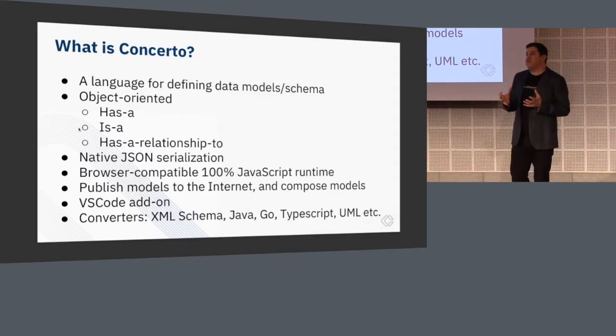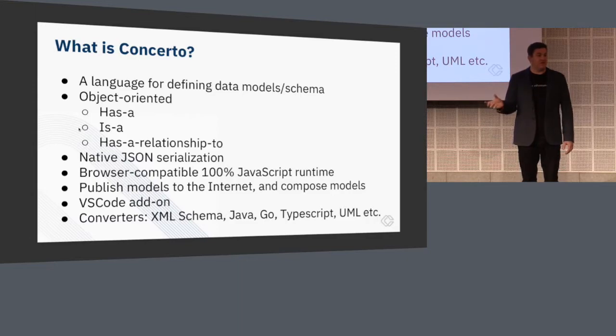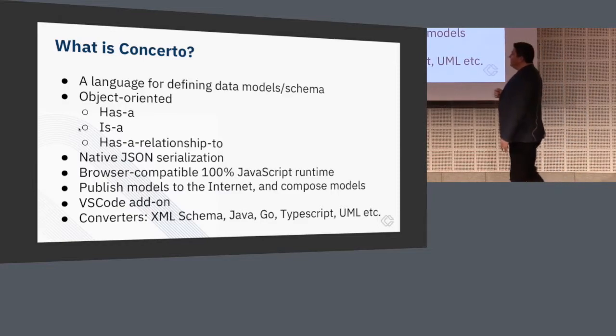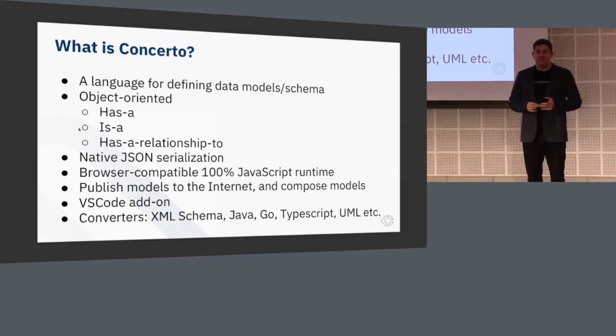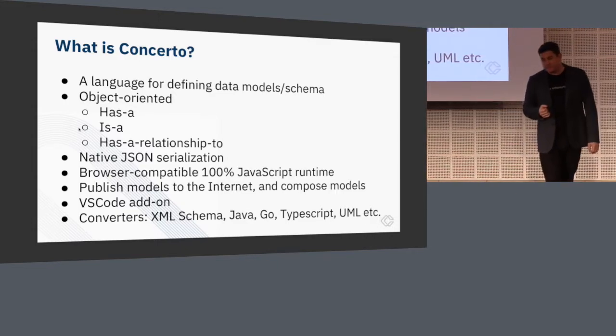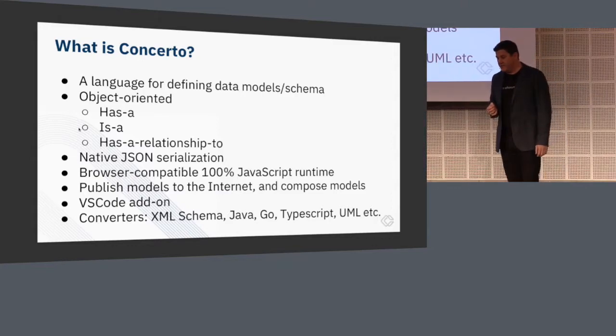It serializes its models, or the instances of the models, natively as JSON, so it has very nice, easy-to-use, out-of-the-box serialization to and from JSON. And what's really unique about it is the whole stack is implemented in JavaScript. It's very small, quite efficient, and it means you can embed it in a web browser and lots of other interesting places. This is fairly unique as far as we know.